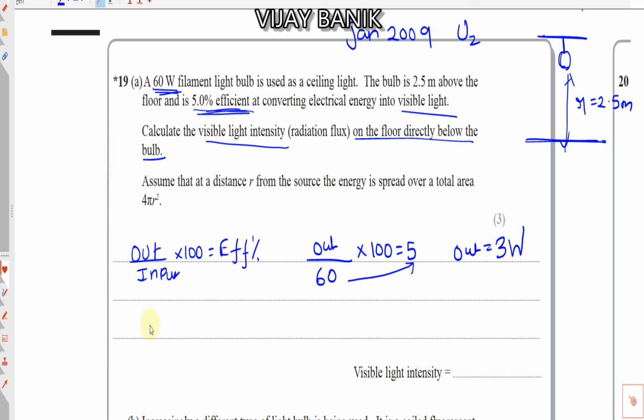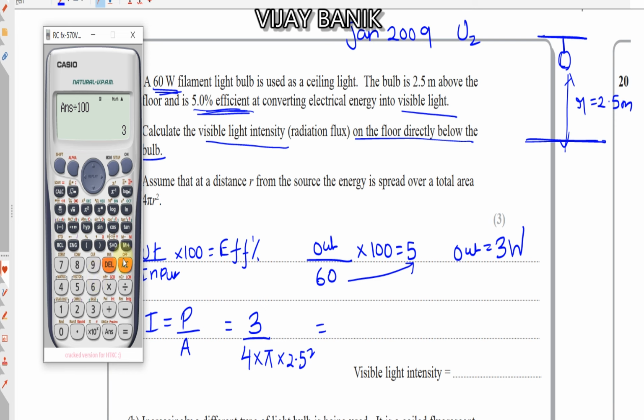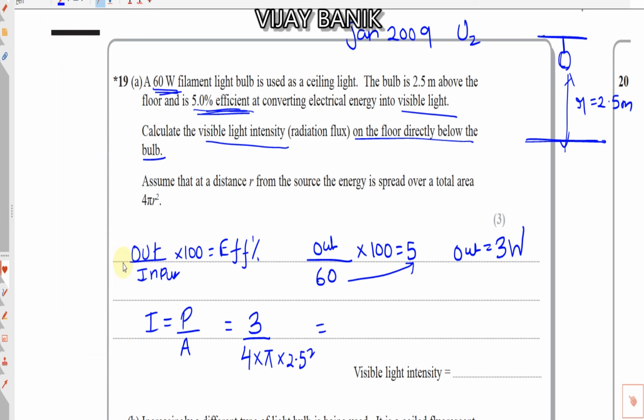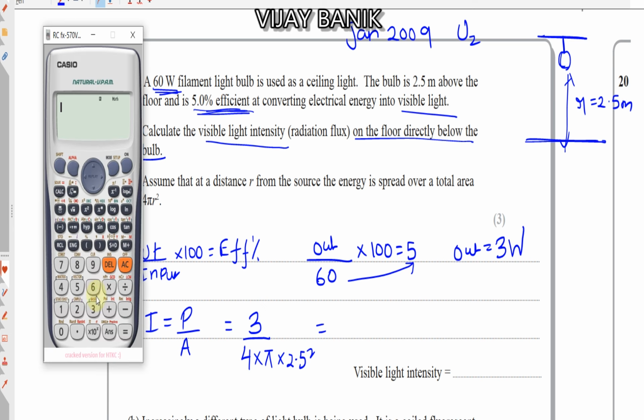From this 3 watt, we know intensity is equal to power by area. So how much area is the power spread over? Intensity is power by area. Power is 3 watt, divided by area, which is 4 pi r square, with r as 2.5 square. If we do that in the calculator, it's 3 divided by 4 pi into 2.5 square. It is not working with the pen, but it is working with the mouse.